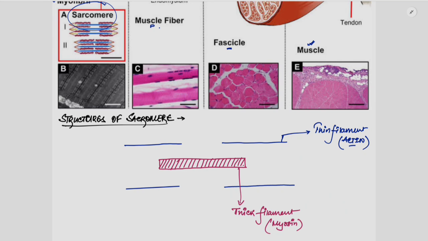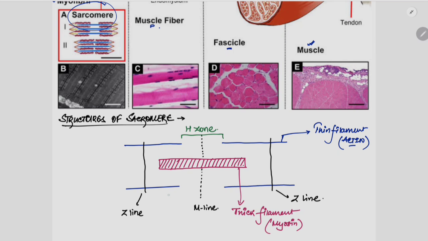So firstly there are two Z lines. Let's say these two are Z lines here, between which the sarcomere is present, and the line at the middle point of the thick filament is known as the M line. The portion that is not covered by the thin filament is known as the H zone.